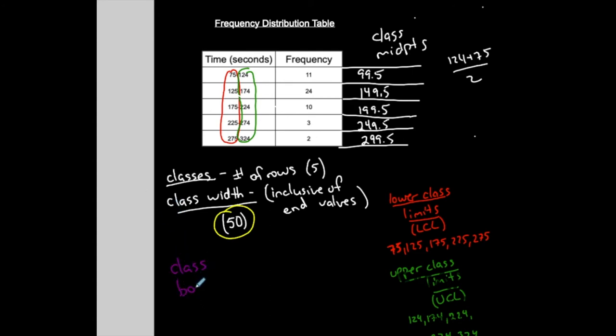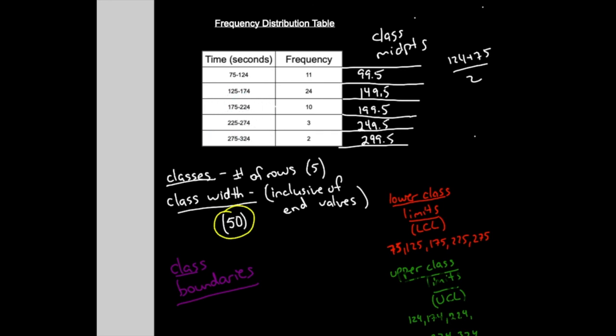Class boundaries. So these are the values that bound each class, the numbers used to separate the classes. So what are the values on the outside of each class?